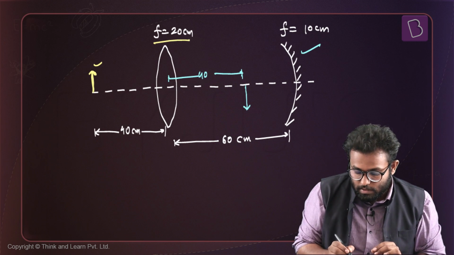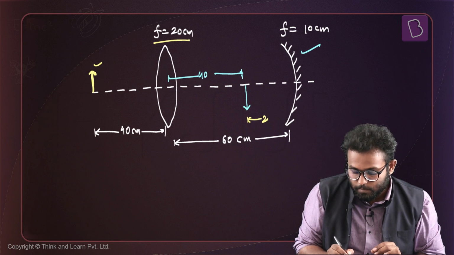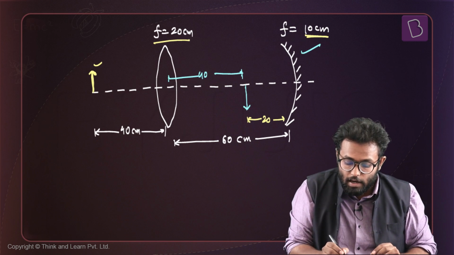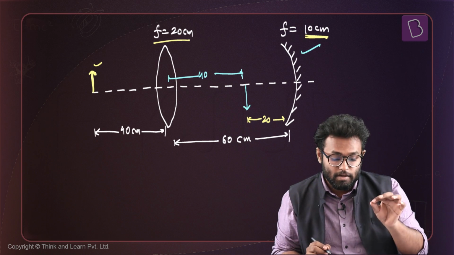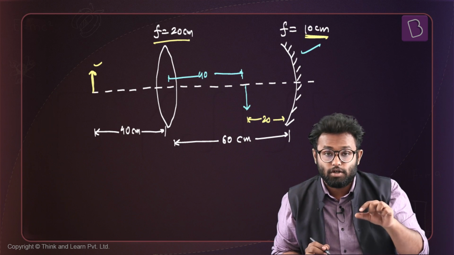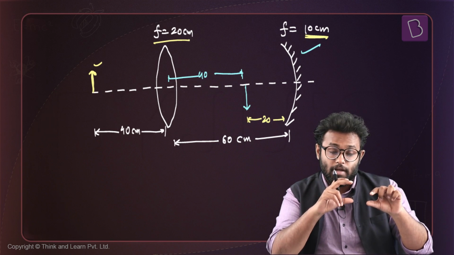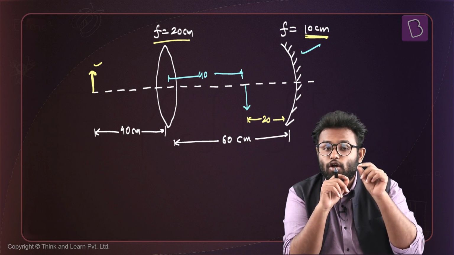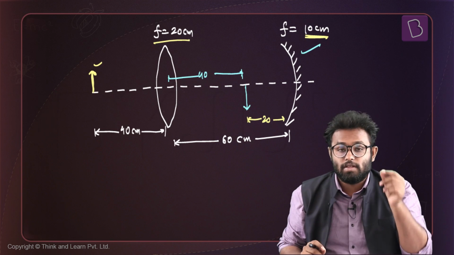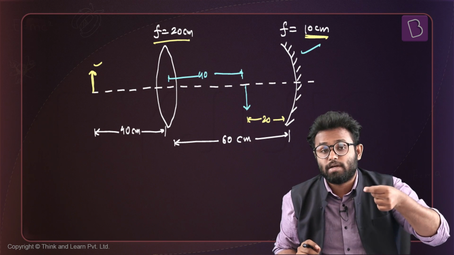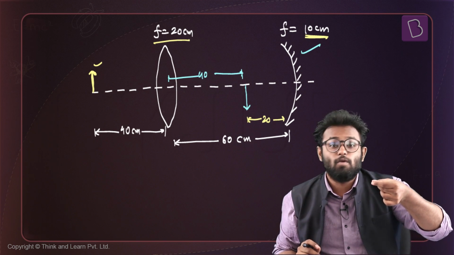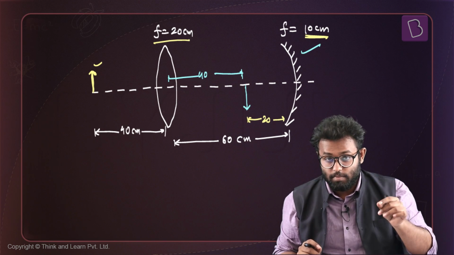So this is 40, the total is given as 60, so this distance here is 20. I know that the focal length of the mirror is 10. So it means that this object is now placed at the center of curvature. I know for a mirror, when an object is placed at the center of curvature, then the image is also formed at the center of curvature, which is inverted and of the same size, right?